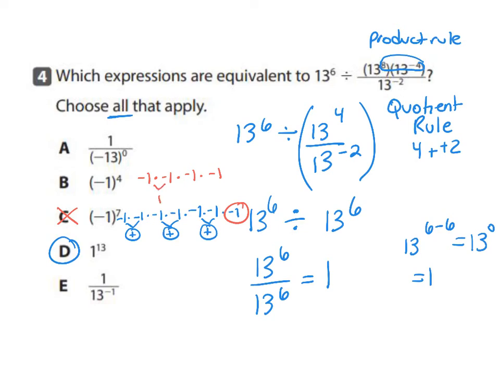Negative times a negative is positive. Negative times negative is positive. So it would work for letter B. Anything to the 0 power is 1, so this is really 1 over 1, giving me A. And 1 over 13 to the negative first, that's not going to be 1, that's got a 13 in it. So it's going to be choice A, B, and D.